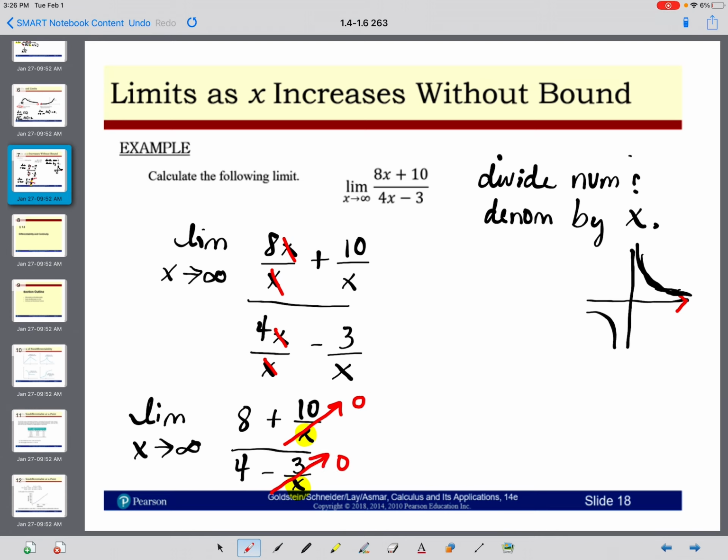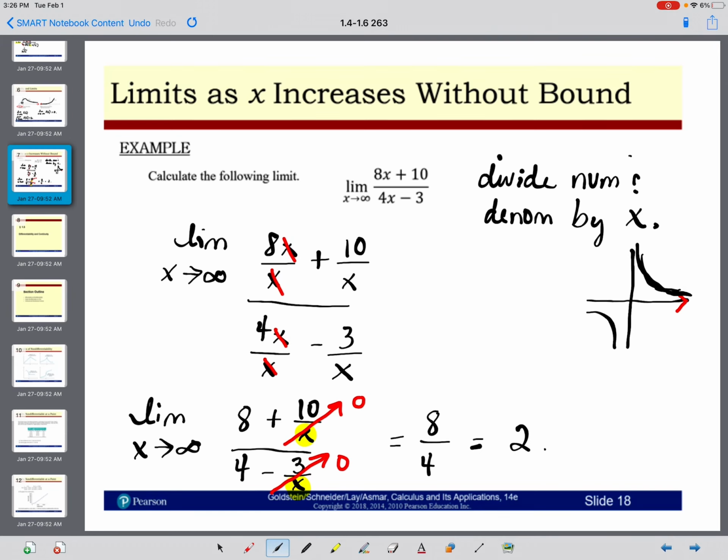This is going to go to 0. And so we have 8 all over 4 left, which is 2. So that's the final answer to the question. The limit as x approaches infinity of that rational function is just 2.